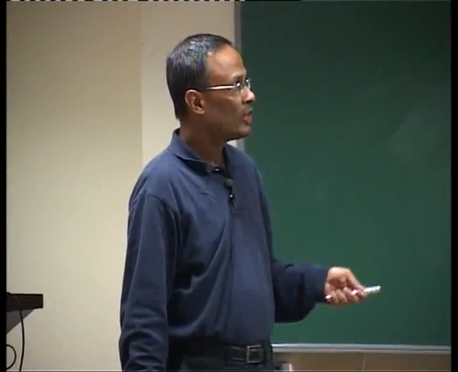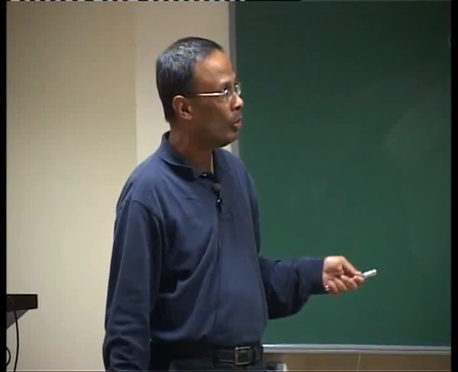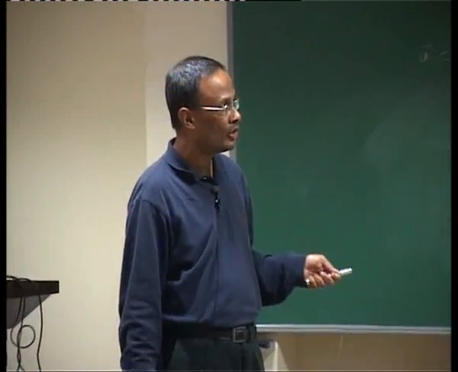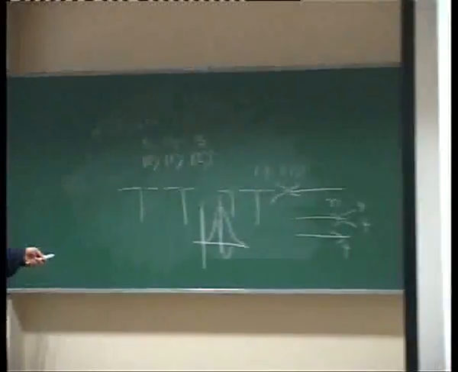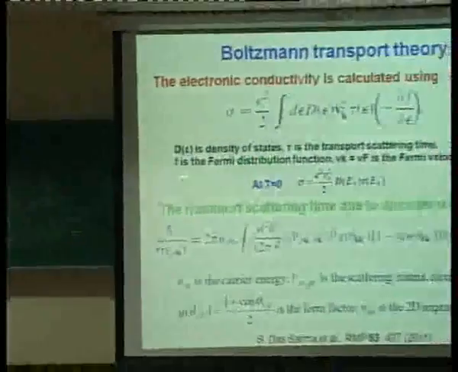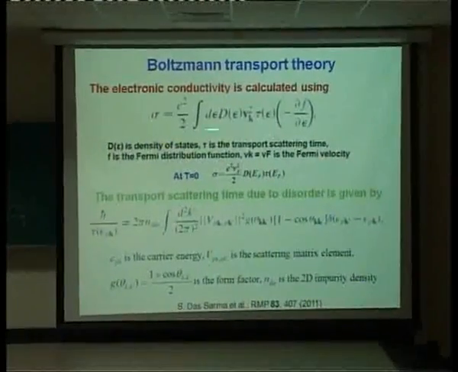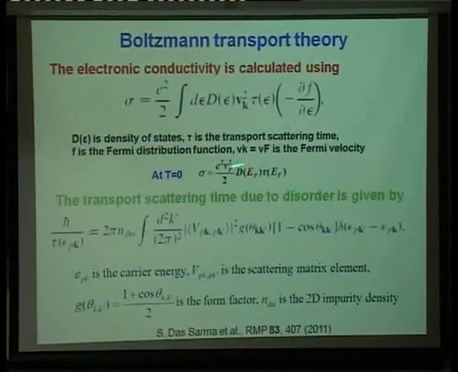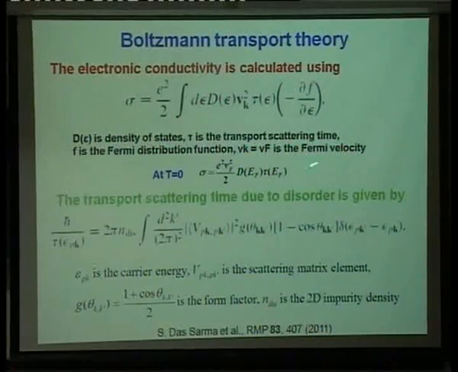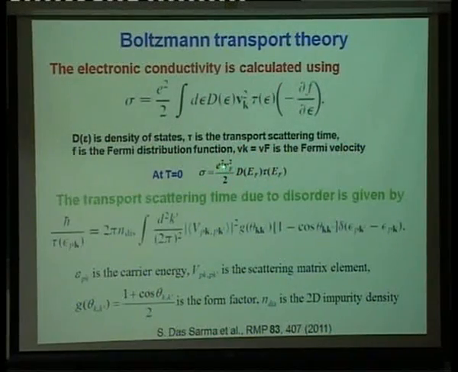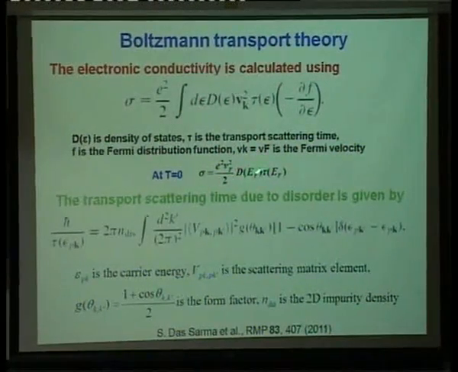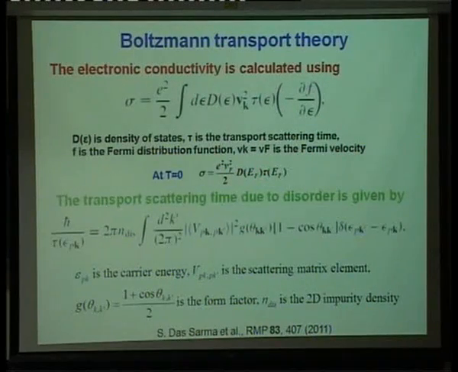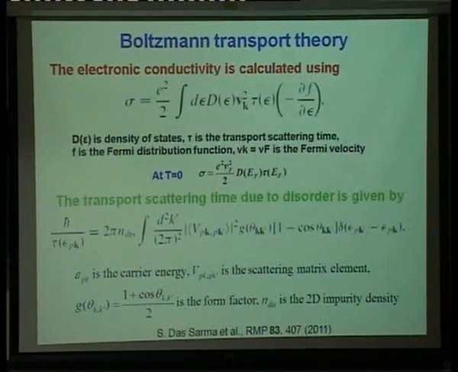So this is the Boltzmann conductivity. The main thing you need, everything here is known: density of states, Fermi function. But we need the scattering time. Suppose I'm at zero temperature. At zero temperature the derivative of the Fermi function is a delta function. So you can immediately write down that the conductivity is given by the Fermi velocity squared, the density of states at the Fermi energy, and the scattering time at the Fermi energy. Well, let's see what it gives.